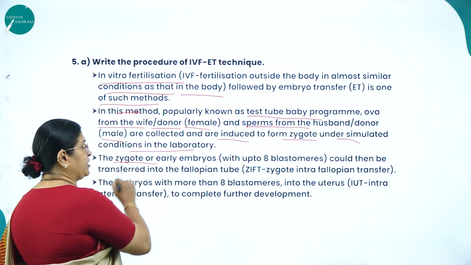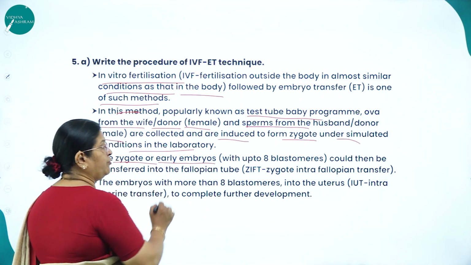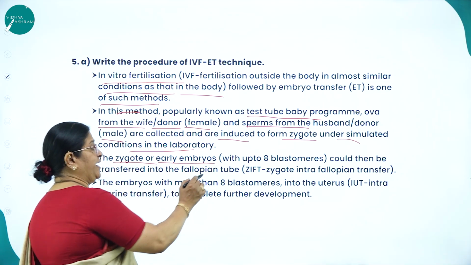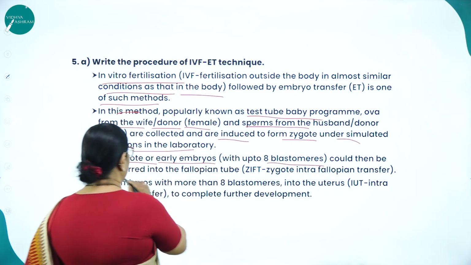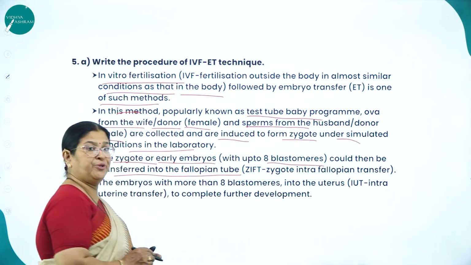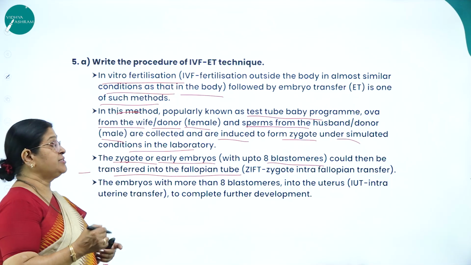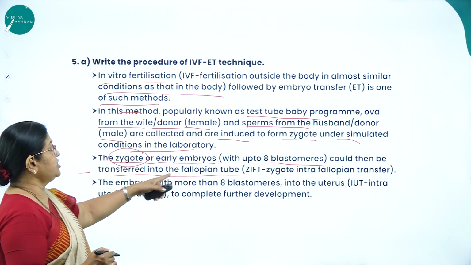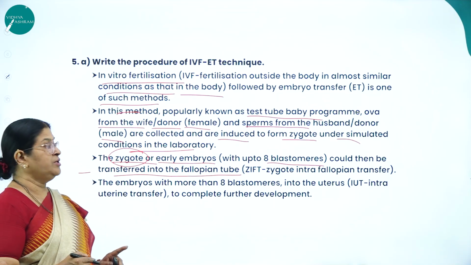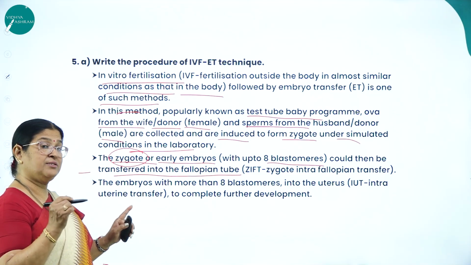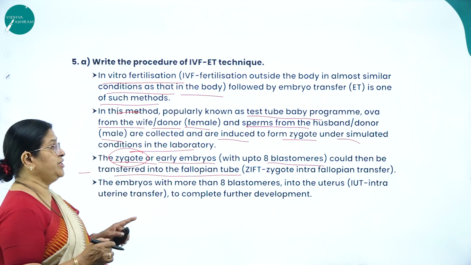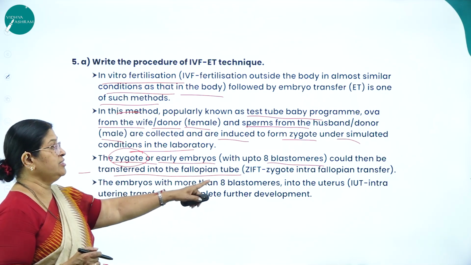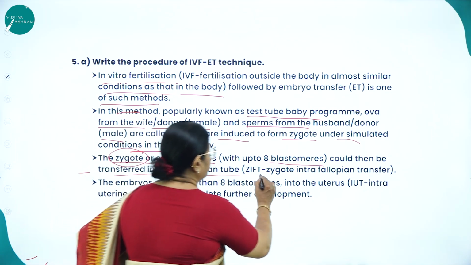Next, the zygote is formed, or the early embryo, with up to what stage? Up to the 8 blastomere stage could then be transferred into the fallopian tube. So it is called zygote intrafallopian transfer. Here the zygote is transferred into the fallopian tube. It's not the gamete, it is the zygote after fertilization. So it is one of the ART called zygote intrafallopian transfer.